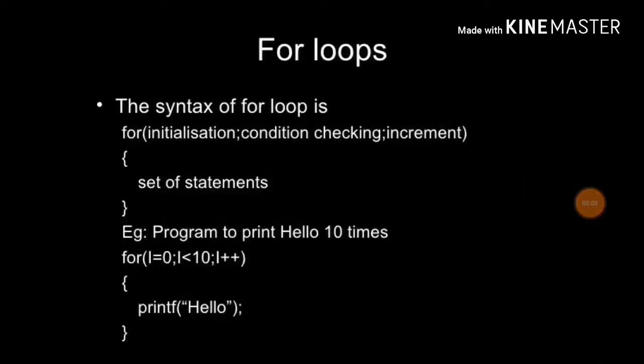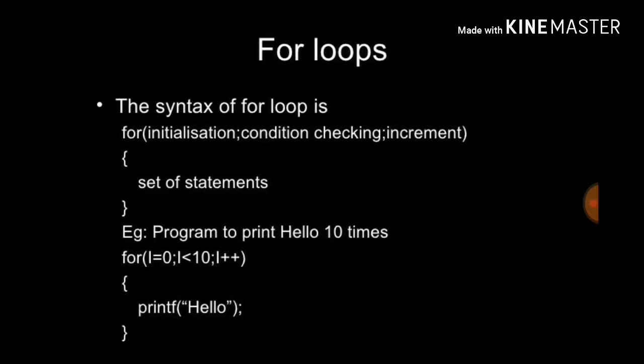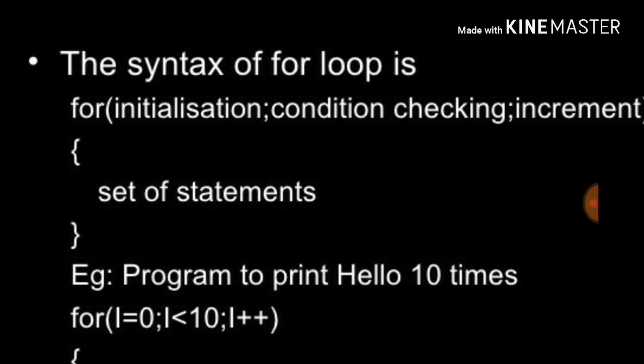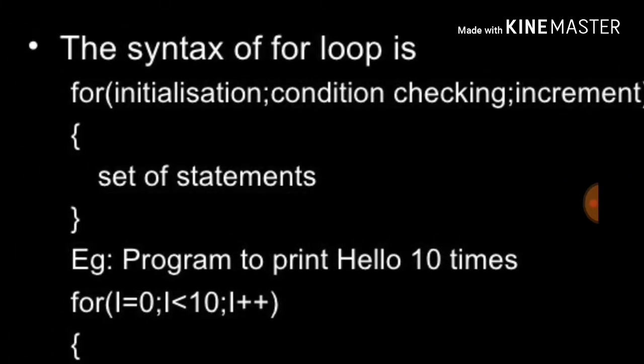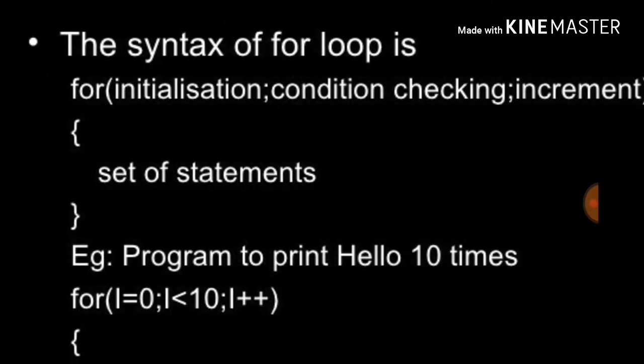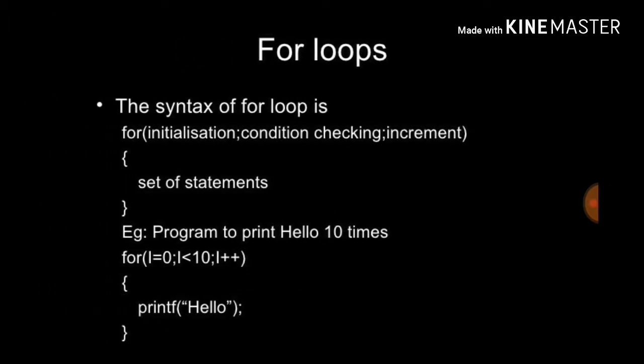Our next topic is loops. So we use loops when we want repetition of our steps. We have 3 loops: for loop, while loop, and do while loop. The flow of for loop is initialization, then condition checking, then set of statements, and then increment. Now this flow continues till the condition is incorrect. Here is a program for printing hello 10 times by for loop.